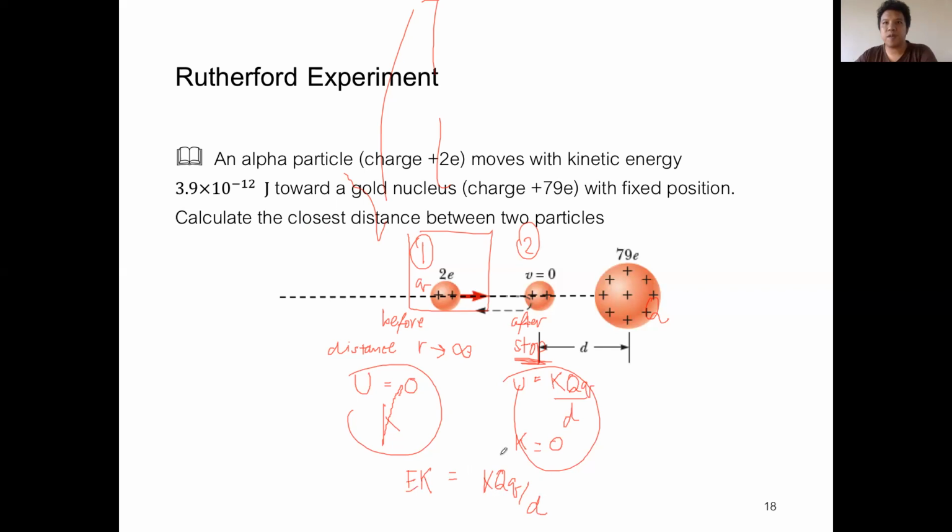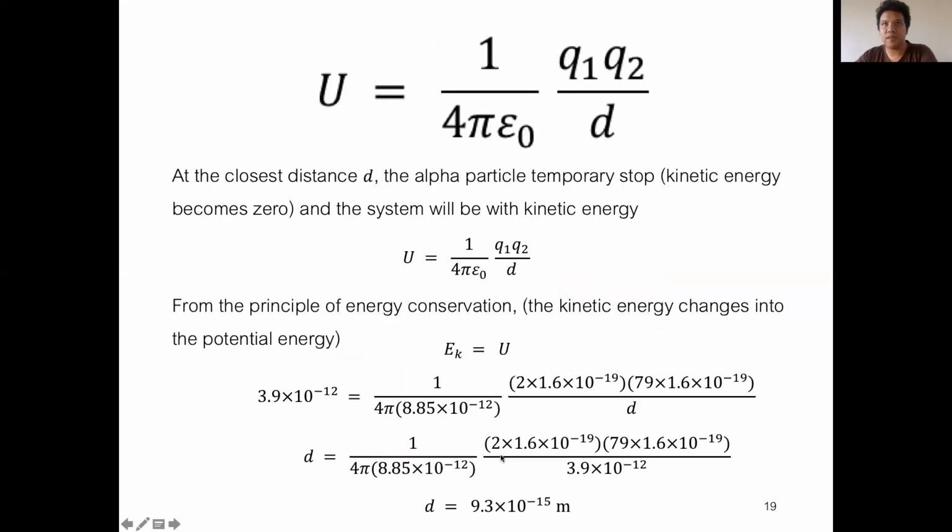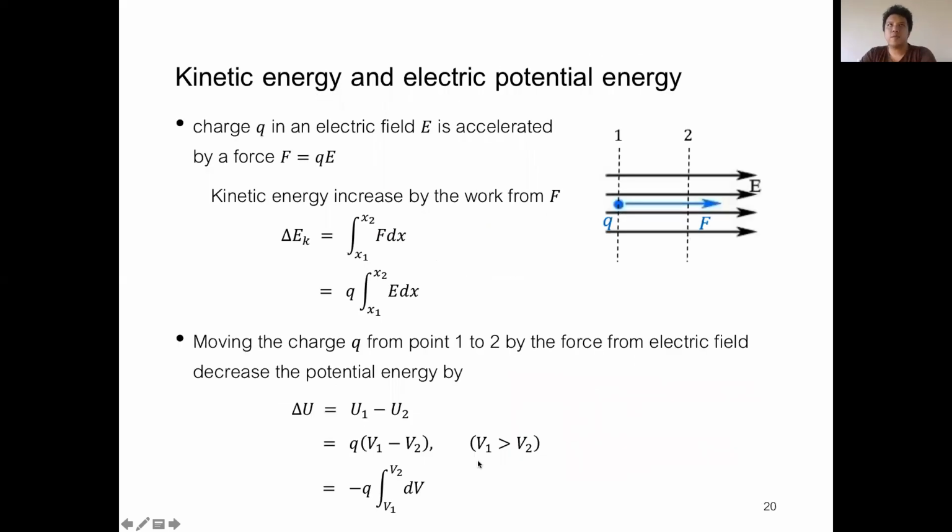So if I move from this slide to the other, they bring the kinetic energy Ek from the question, and they use the potential energy with Q1 as 2 times e and Q2 as 79 times e, which are the charges of the alpha particle and the gold nucleus. And after that they solve for d, the closest distance.